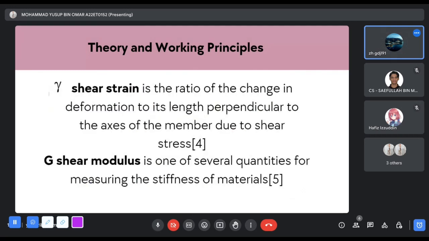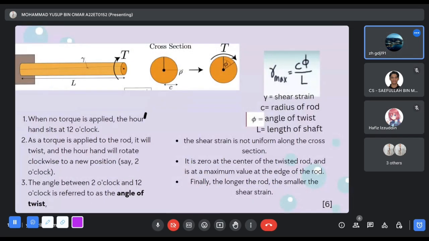Next. So what is shear strain? Shear strain is the ratio of the change in deformation to its length, perpendicular to the axis of the member, due to shear stress. And shear modulus is one of several quantities for measuring the stiffness of materials. This page explains the shear strain. On the right-hand side, this is the formula for calculating the shear strain.